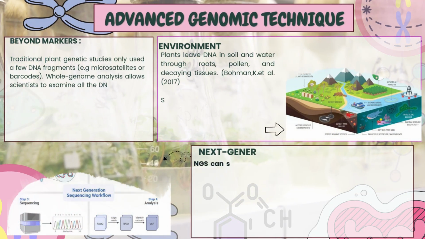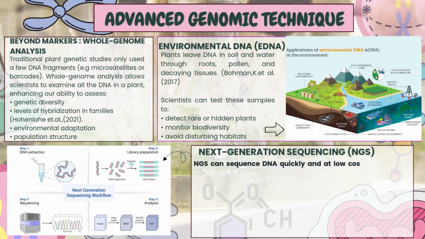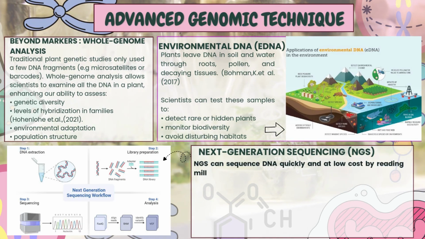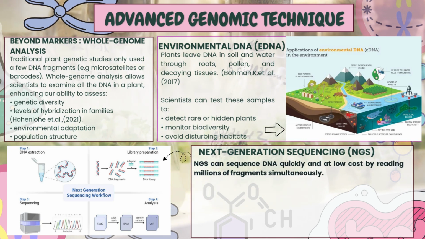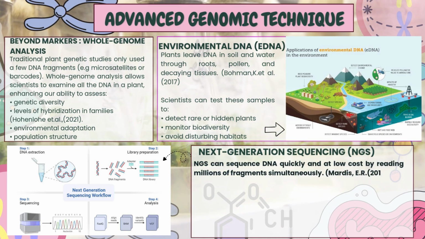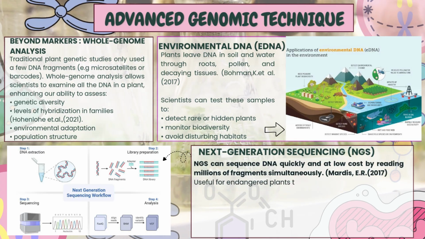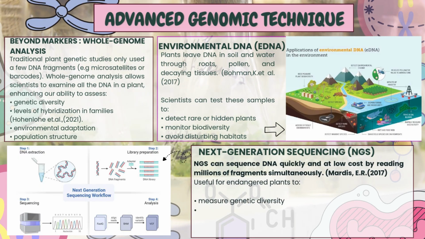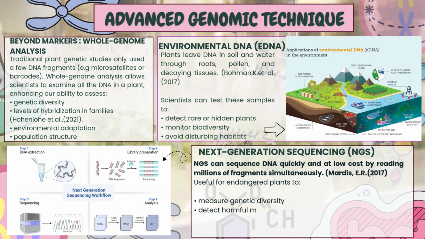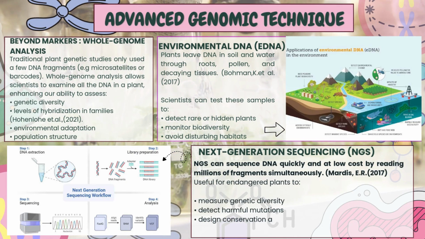Now, we move to advanced genomic techniques. First, whole genome analysis. In the past, plant genetic studies used only small DNA fragments such as microsatellites and barcodes, which gave limited information. Today, whole genome analysis allows scientists to study all the DNA in a plant. It helps us better understand genetic diversity, inbreeding level, environmental adaptation, and population structure.